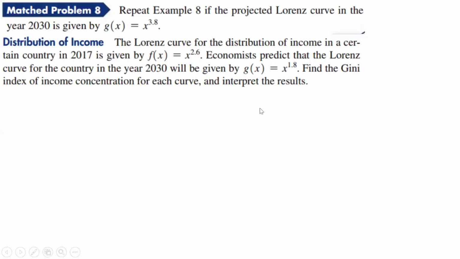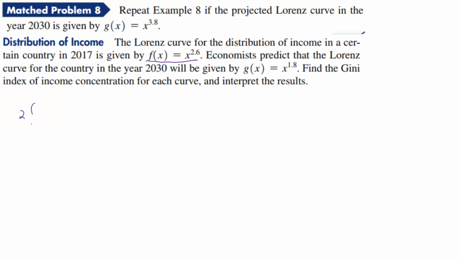So what we're going to do on this example is repeat example 8 from the projected Lorentz curve in the year 2030, and it's given by g of x equals x to the 3.8. What we had initially in 2017 was f of x is x to the 2.6, and now g of x is x to the 3.8. So what we need to do is find out how they differ. This one is already done. We don't have to do it, but I'm going to do it again.